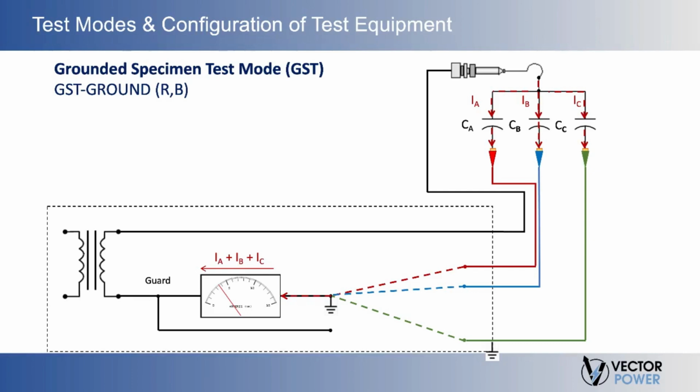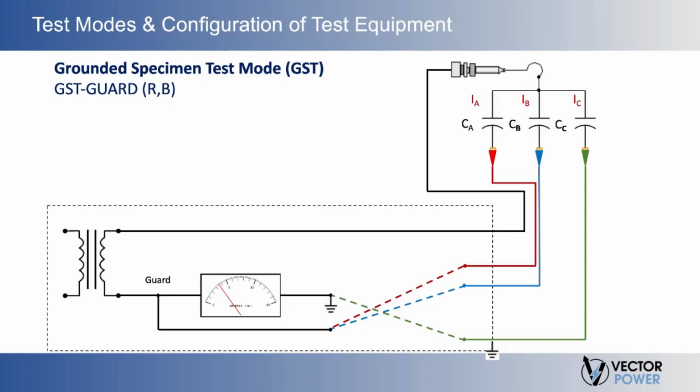In the GST ground, any GST test, ground is always measured. So GST ground, and then representing R and B, basically says all three are going to be measured. As we again see in this slide, all three connections are brought through the meter, and the total current that we would be measuring on the test set would be the sum of current I sub A plus current I sub B plus current I sub C.